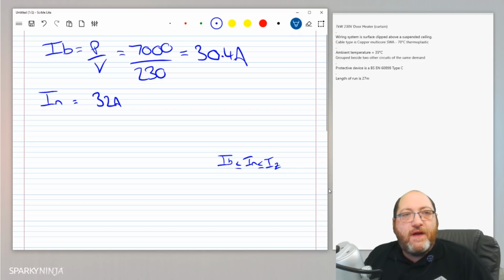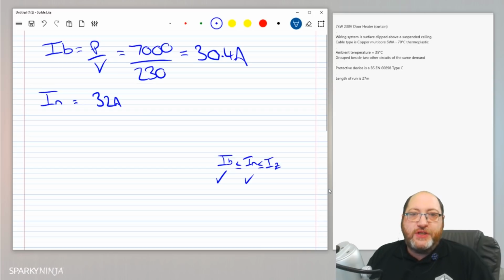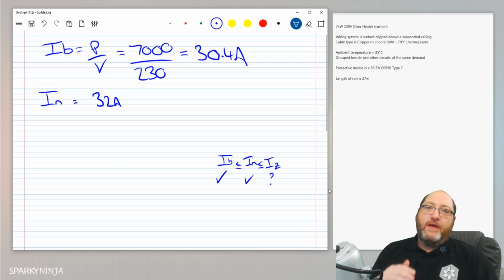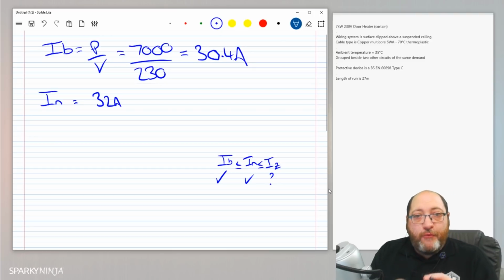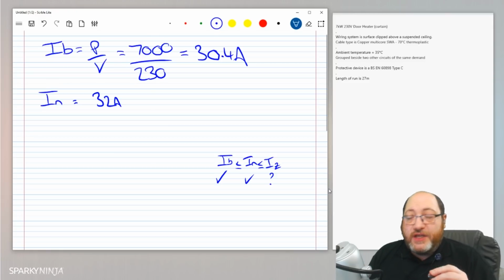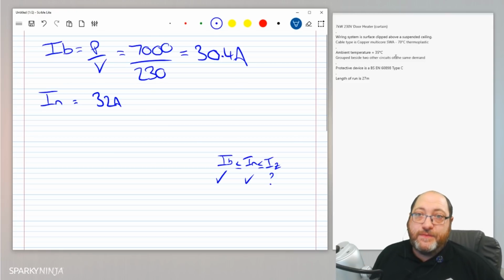So if we have the IN of 32, we now need to make sure, so we've got the IB of 30.4, we've now got an IN of 32, we now need to make sure the IZ is a cable that can carry 32 amps. But before we do that, we must understand that it accommodates anything that may affect its ability to give off heat under load, such as rating factors.